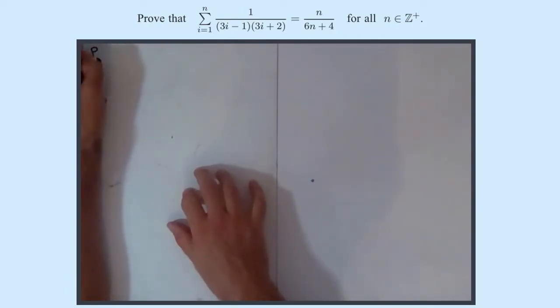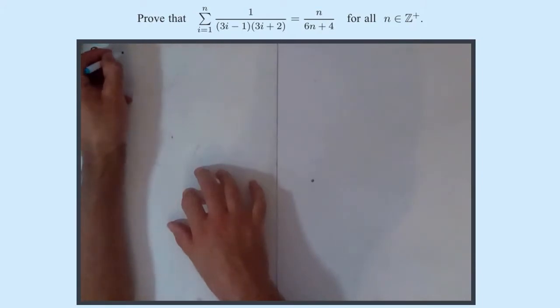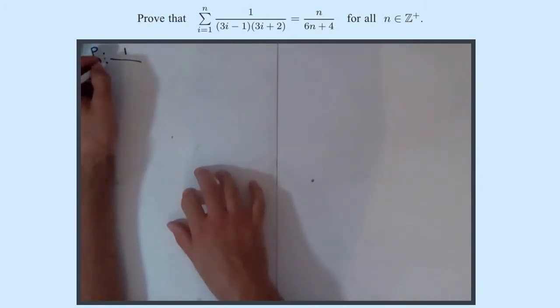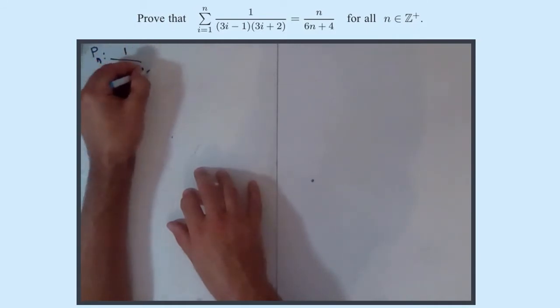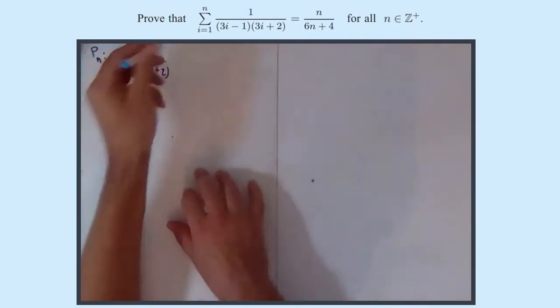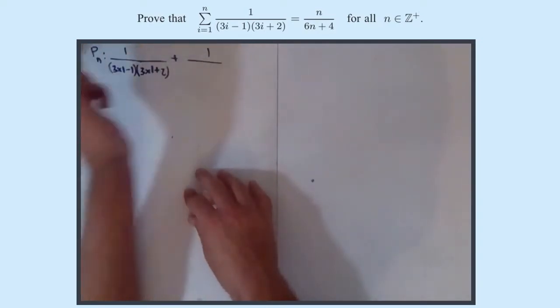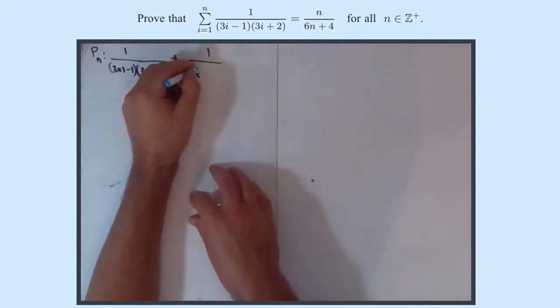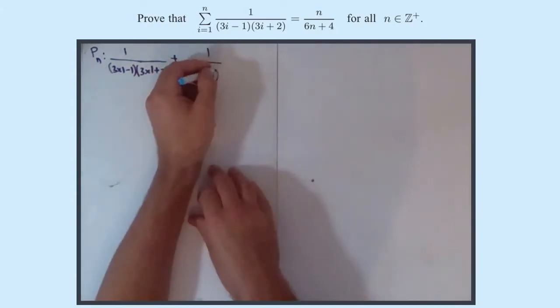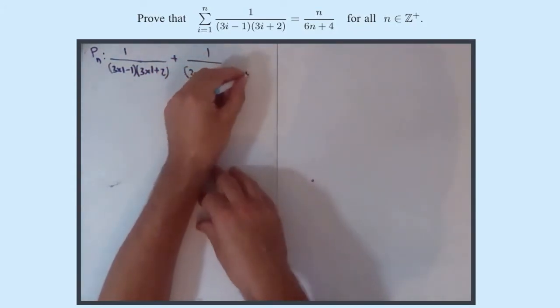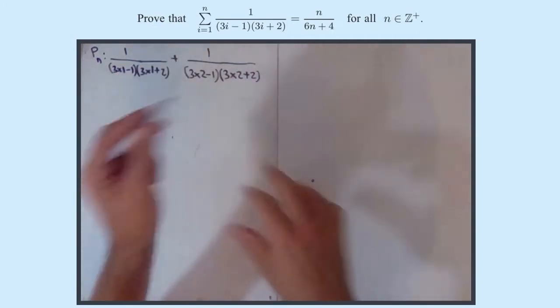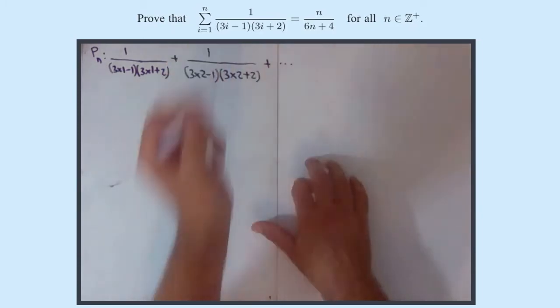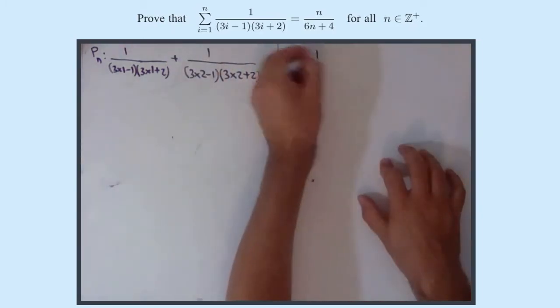So the proposition we're trying to prove, Pn, would be 1 over 3 times 1 minus 1, 3 times 1 plus 2, so that would be when n equals 1, plus 1 over 3 times 2 minus 1, 3 times 2 plus 2, so that would be when n is 2, plus, and then I'm not going to do many, I'm just going to go up to the last one when it is n, so plus 1 over 3n minus 1, 3n plus 2.